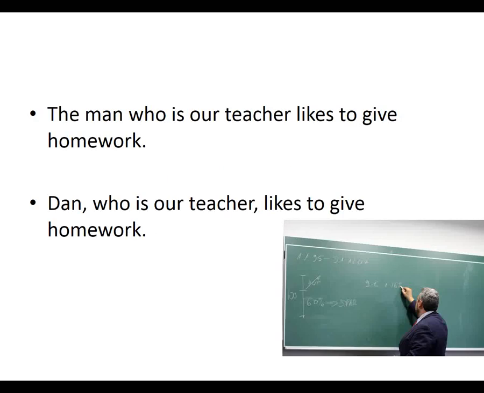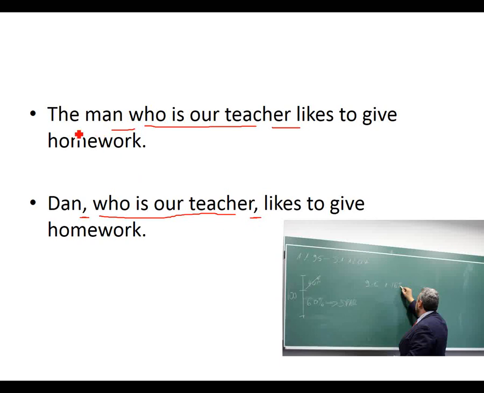The first sentence: the man who is our teacher likes to give homework. In this sentence, the adjective clause is who is our teacher, and you can see there are no commas around the adjective clause. In the second sentence: Dan, who is our teacher, likes to give homework. In this sentence, you can see I have commas.